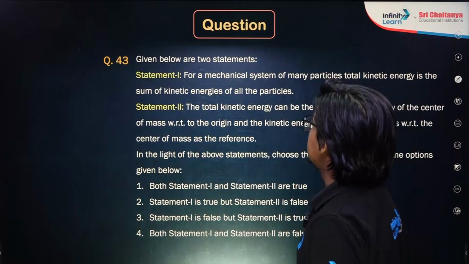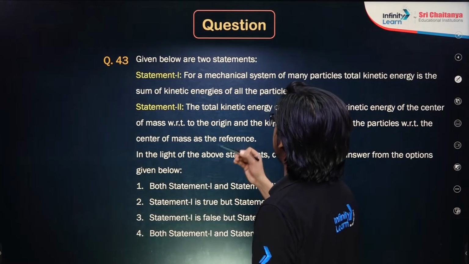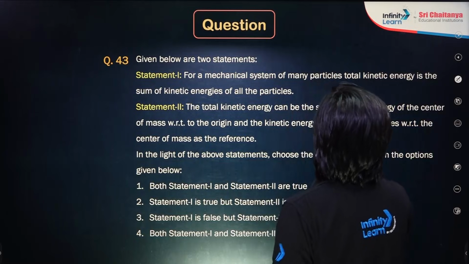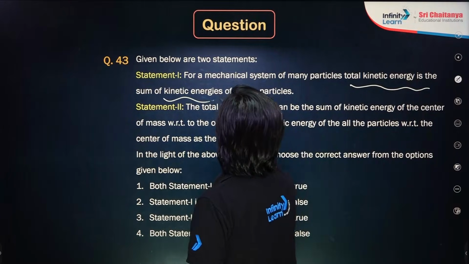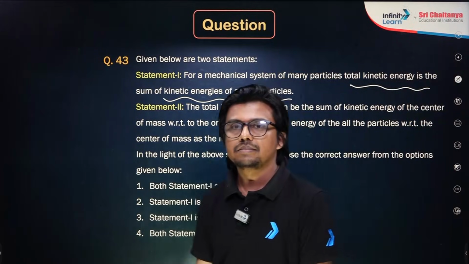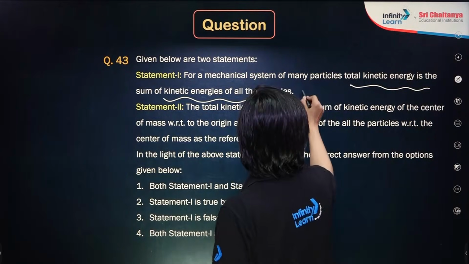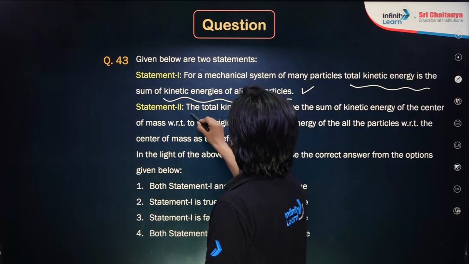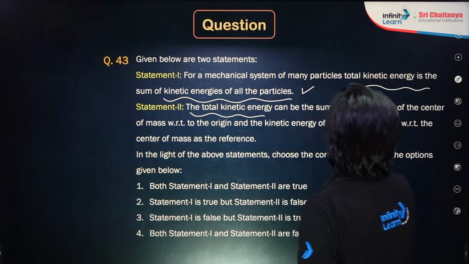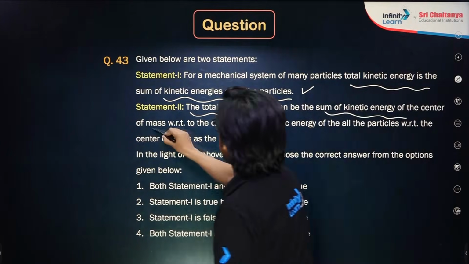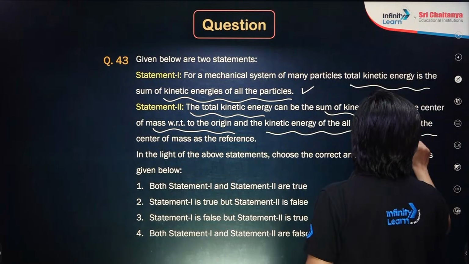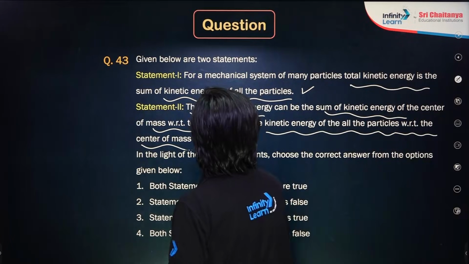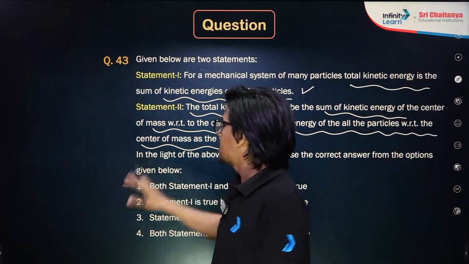Next one, question number 43. Given below are two statements. Statement 1: For a mechanical system of many particles, total kinetic energy is the sum of kinetic energies of all the particles. This statement is true. Statement 2: The total kinetic energy can be the sum of the kinetic energy of the center of mass with respect to the origin and the kinetic energy of all the particles with respect to the center of mass as the reference. This statement is also true.